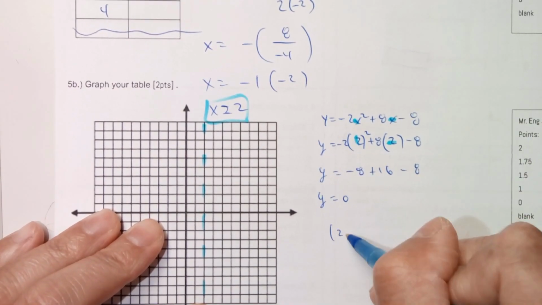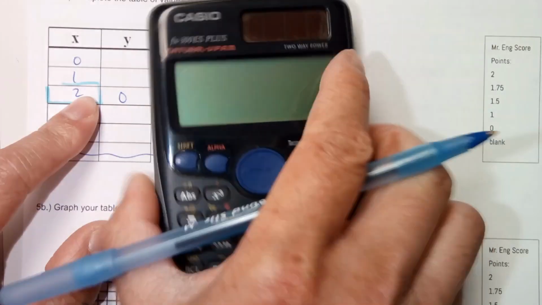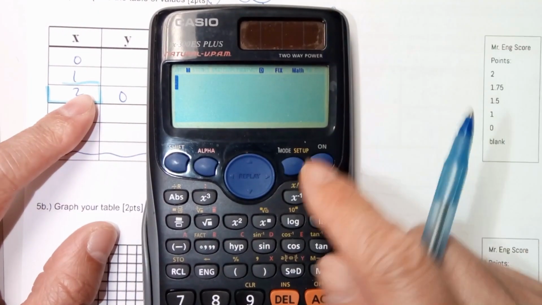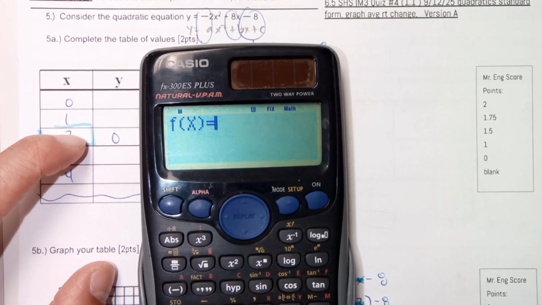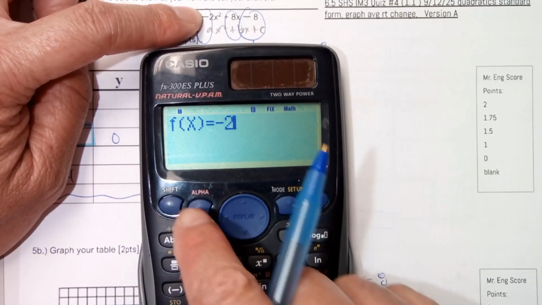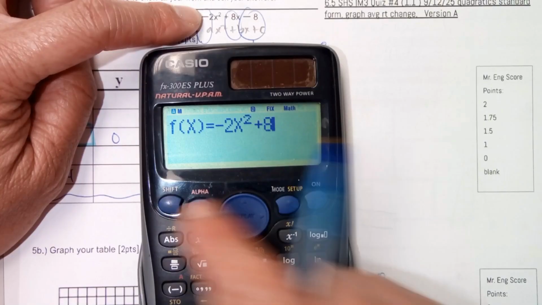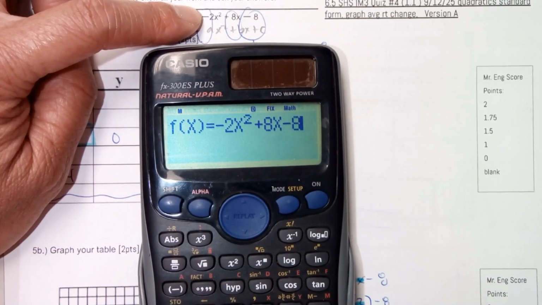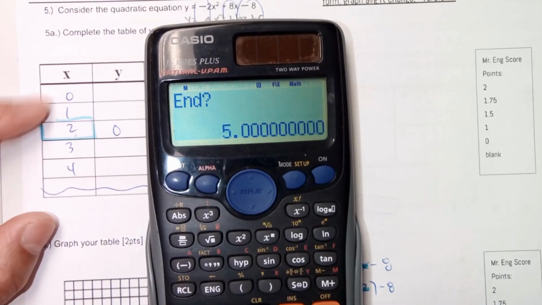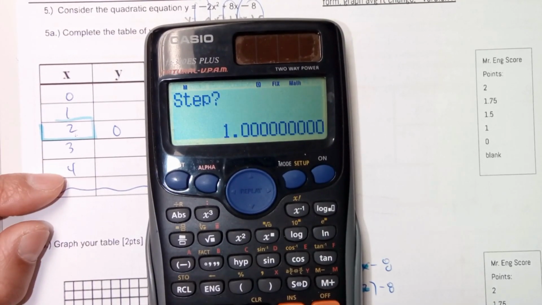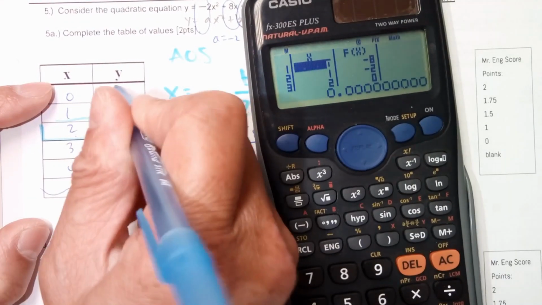Let's double check that. So I'm going to go to mode. And number 3, -2 times alpha squared plus 8 times alpha minus 8. Now I'm going to start at the number 0, to 4, and then stepping by 1. So I can just copy the numbers, -8, -2, -2, and -8.